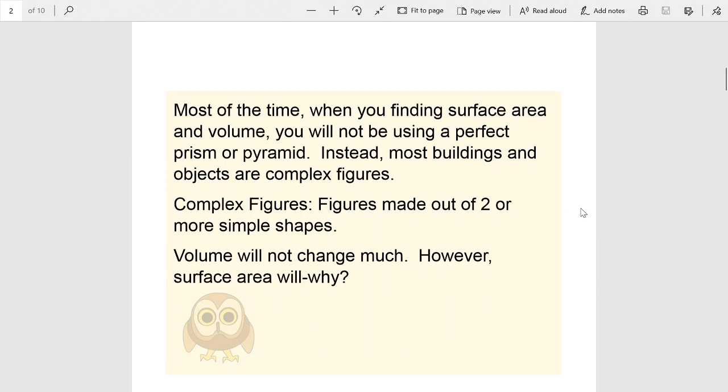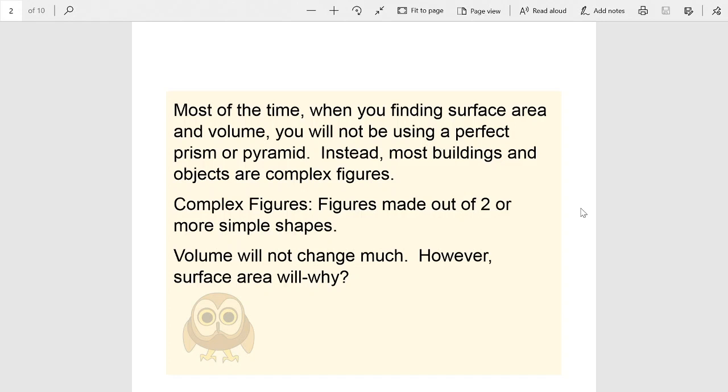So most of the time when we are thinking about surface area and volume, we don't have perfect prisms or pyramids. If you think about your house, it's not just typically a rectangular prism and that's all. Typically there are different pieces that we can actually combine together to get our house or whatever we're looking at. Most buildings are complex figures. So, a definition for you: complex figures are figures that are made out of two or more simple shapes.